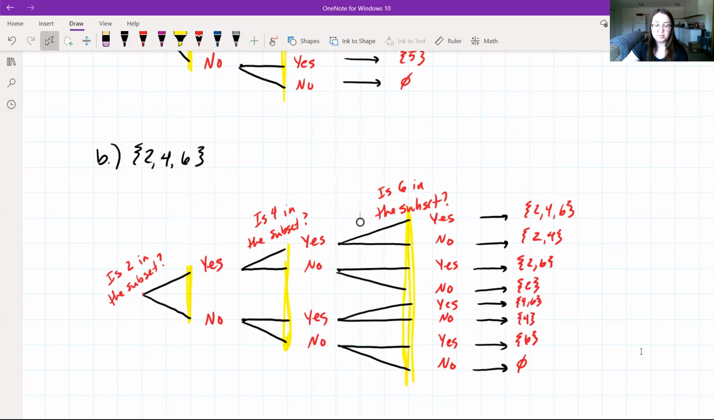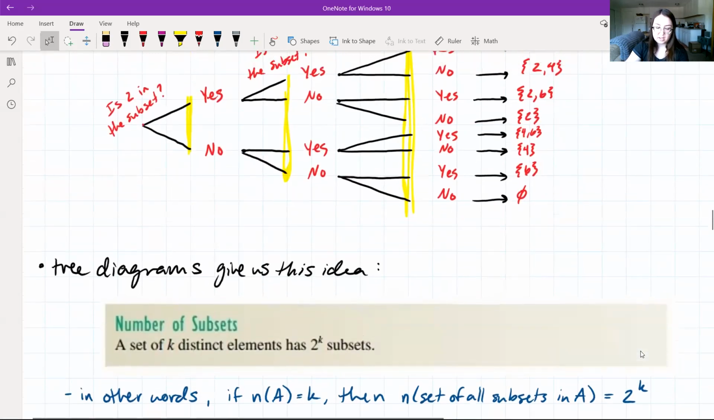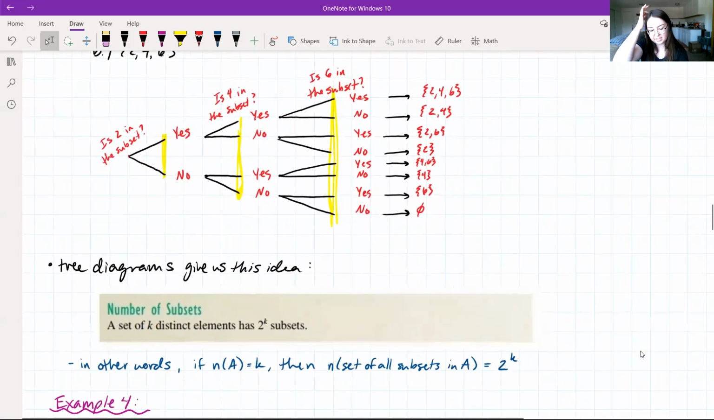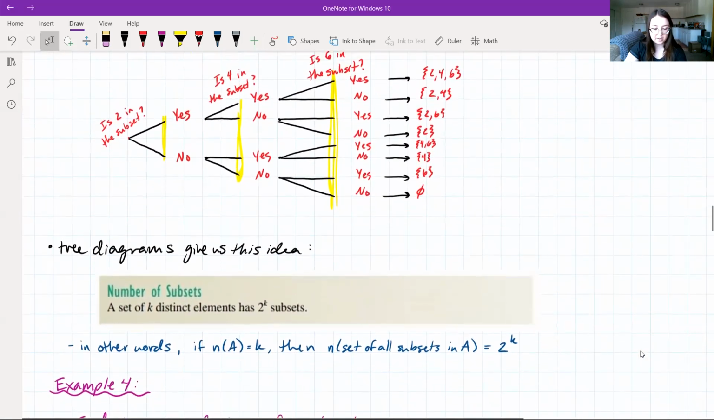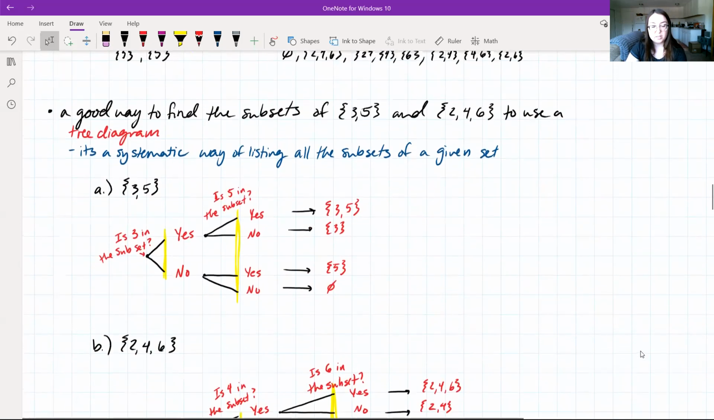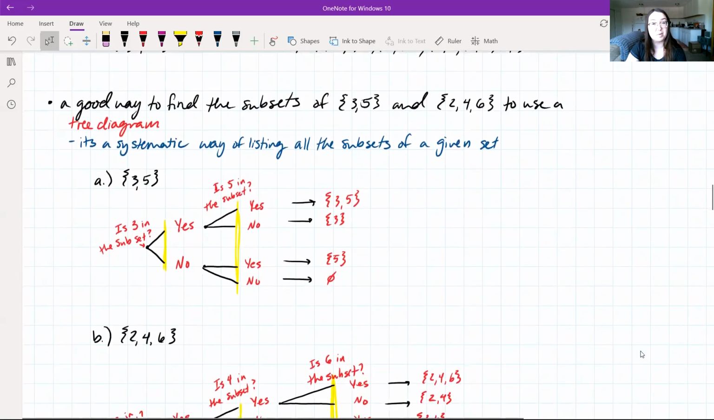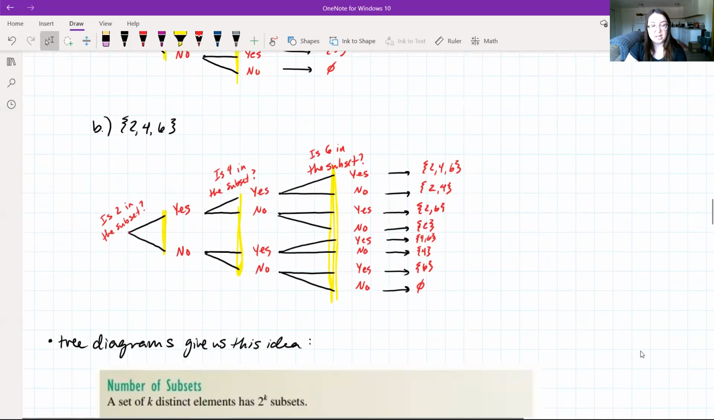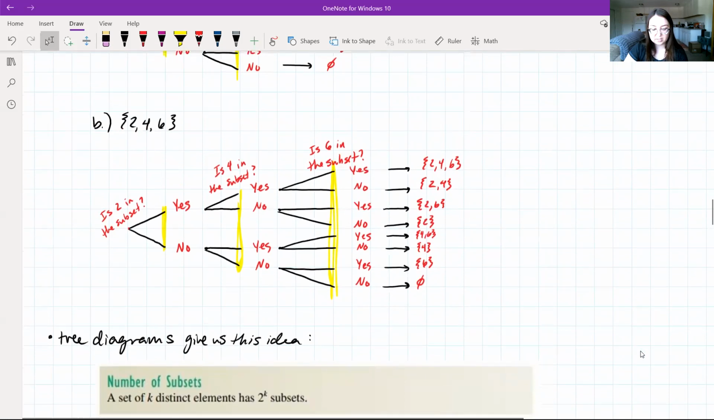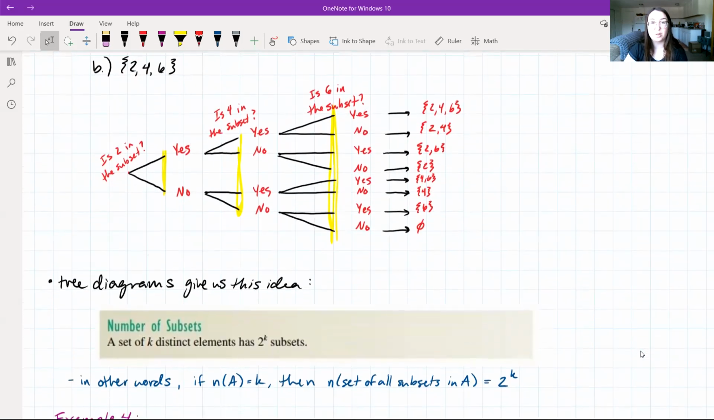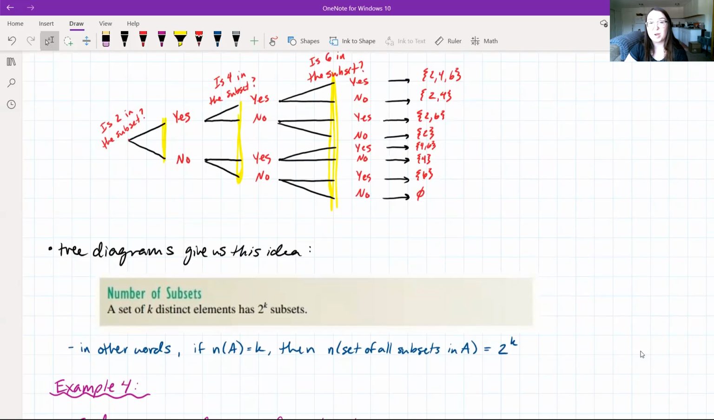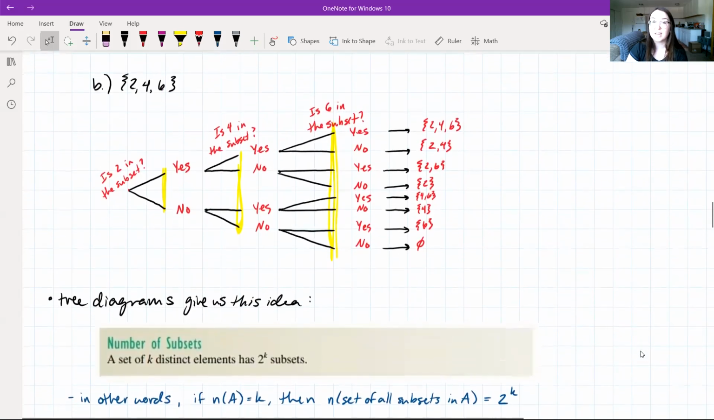But one thing we do want to notice here is that our tree diagrams give us this idea of the number of subsets: a set of k distinct elements has 2 to the power of k subsets. So in our first case, we had 2 elements, 4 subsets. So this means 2 to the 2 power is going to be 4. Then for B, we had 3 elements, so k was 3 distinct elements. So that means that our set has 2 to the 3rd power subsets, which is 8, so we have 8 subsets.